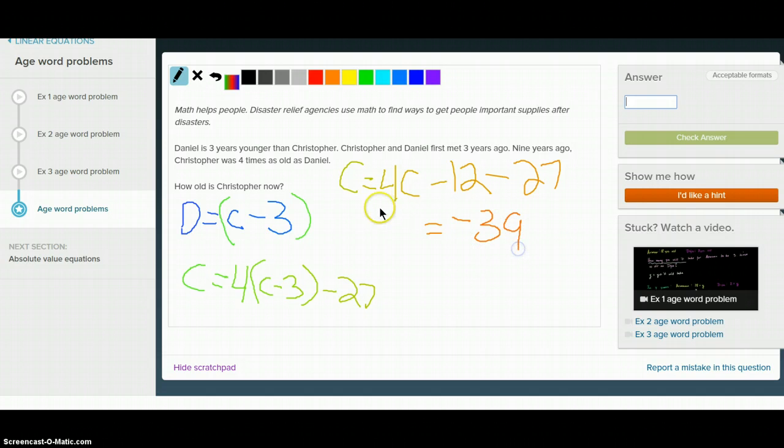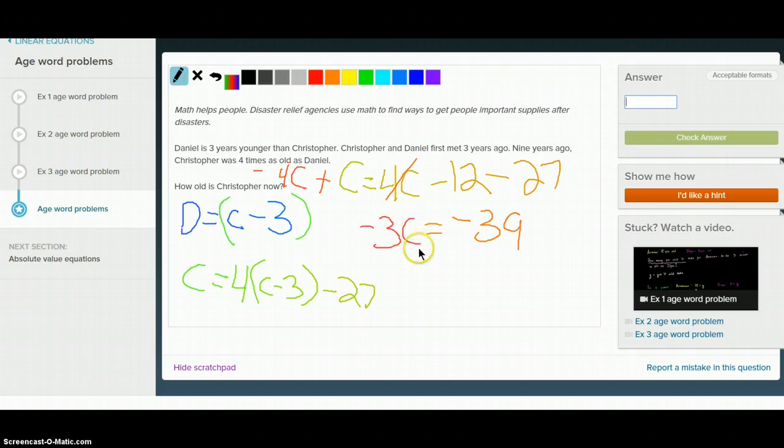And we also have this 4C over here, so we're going to subtract 4C from both sides. So we're going to have negative 4C over here plus C. Or this is the same as saying C minus 4C. So we're going to be left with negative 3C over here.